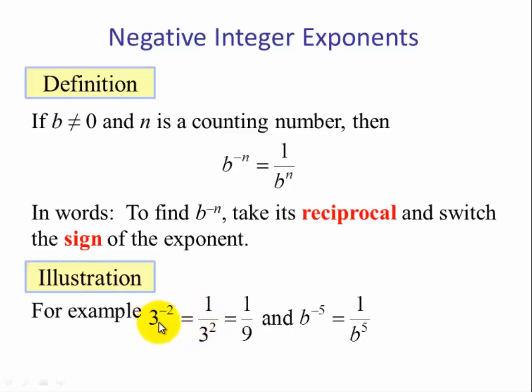So since 3 raised to the negative 2 power technically is the same thing as 3 to the negative 2 power over 1, you send that base to the denominator and then you change the sign of the exponent. And 1 over 3 squared is 1/9. B to the negative 5th power, again, think of this as over 1. To make the exponent positive, we have to send it to the denominator.